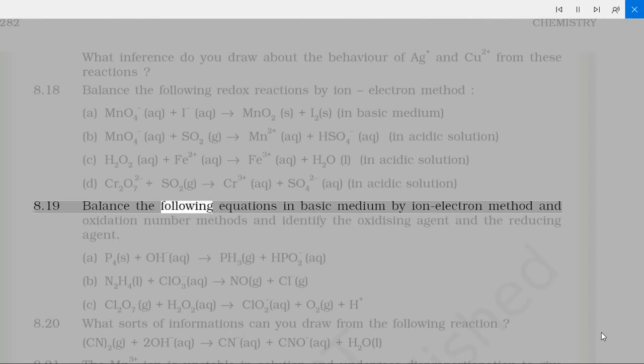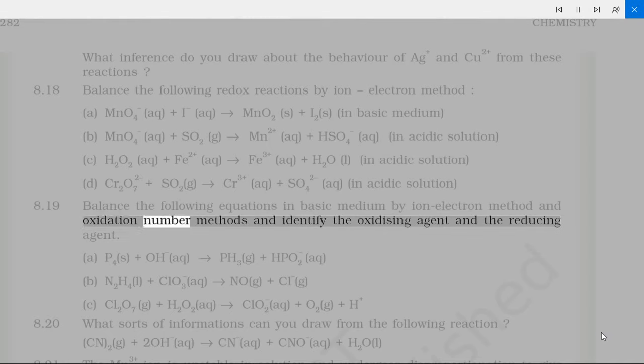8.19 Balance the following equations in basic medium by ion-electron method and oxidation number methods and identify the oxidizing agent and the reducing agent. A. P4(s) + OH^-(aq) → PH3(g) + HPO2^-(aq). B. N2H4(l) + ClO3^-(aq) → NO(g) + Cl^-(g). C. Cl2O7(g) + H2O2(aq) → ClO2^-(aq) + O2(g) + H^+.